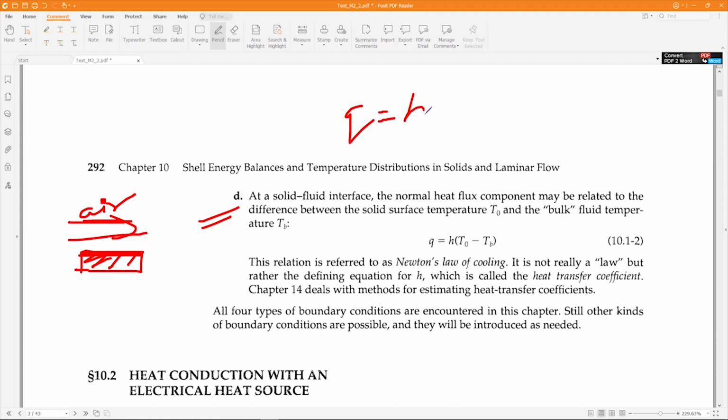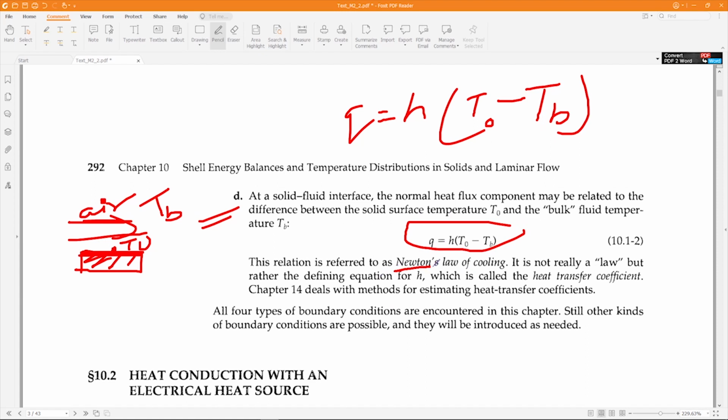Q is equal to h (T0 minus Tb). So T0 is the surface temperature here, and Tb is the temperature of the air, that is the bulk fluid temperature. This is also called Newton's law of cooling. This can also be specified, so you can use it as a boundary condition here. And h is definitely the heat transfer coefficient, whose units are watt per meter square per Kelvin.